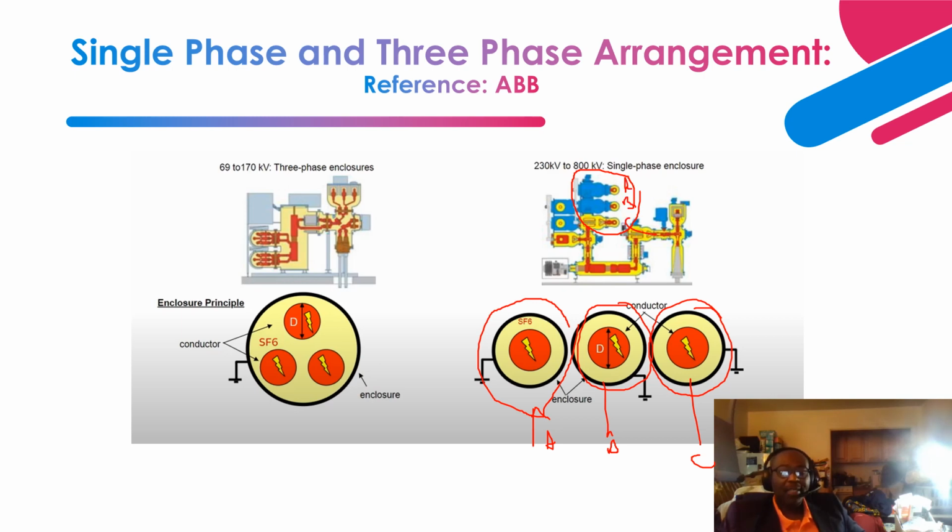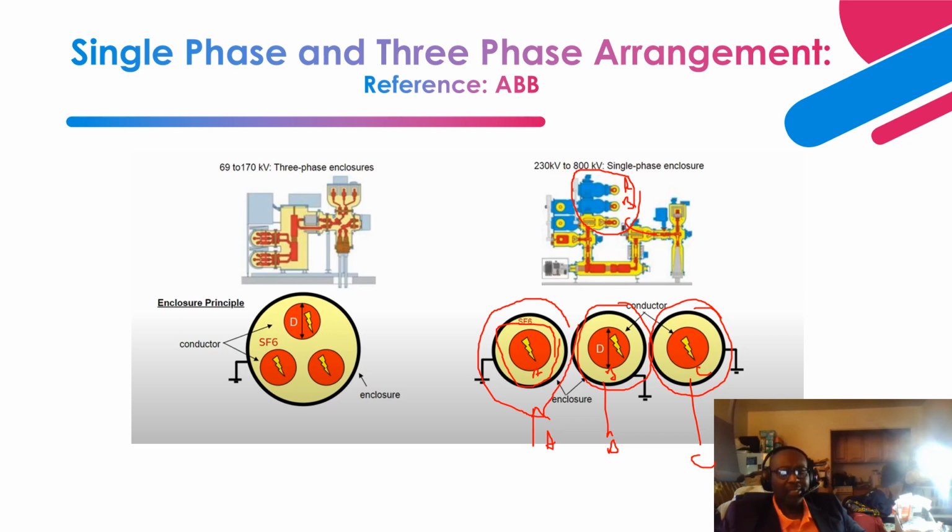Each phase is in its own enclosure, with an SF6 insulating medium. So this is the conductor: phase A conductor, phase B conductor, phase C conductor. And around that is SF6 gas that is being used as an insulating medium.